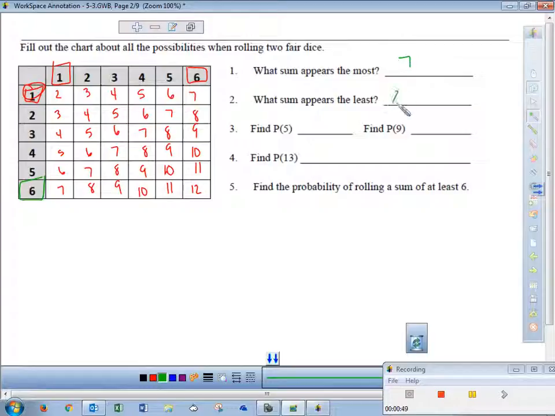The 7. Which sum appears the least? Well, the 2 and the 12 appear the least, right? They both appear one time.